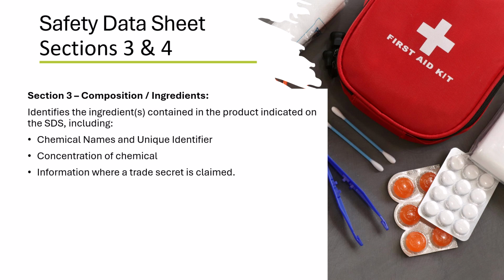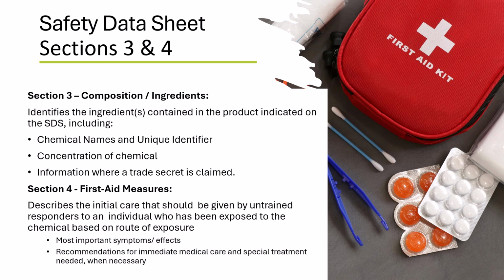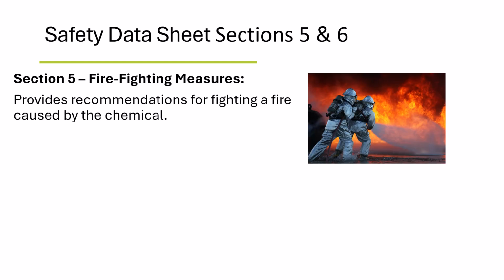Section 3 provides information on the composition of the chemical. This section will provide the chemical name with a unique identifier and the concentration in the product. If an ingredient is a trade secret, the SDS will include the range that component is present in the product. Section 4 describes the first aid measures for the chemical for initial care after exposure. This information will include necessary first aid instructions by relevant routes of exposure, like inhalation, skin or eye contact, or ingestion. It will also include any description of the most important symptoms or effects and if those symptoms are acute or delayed.